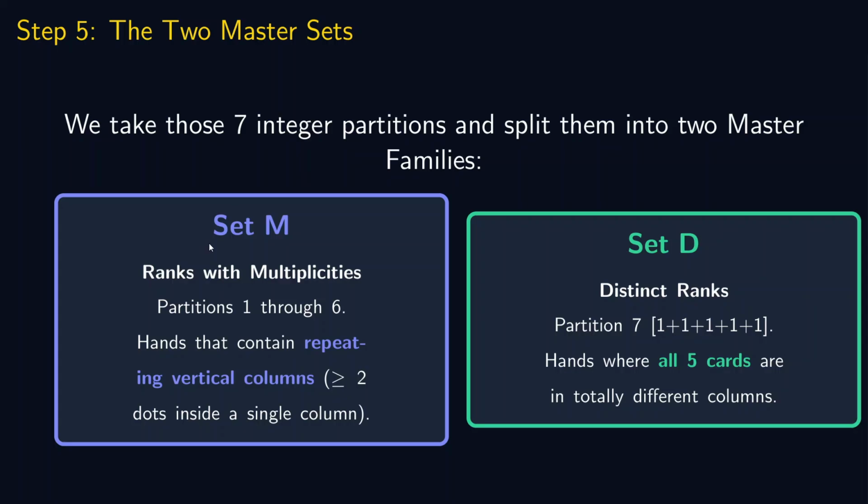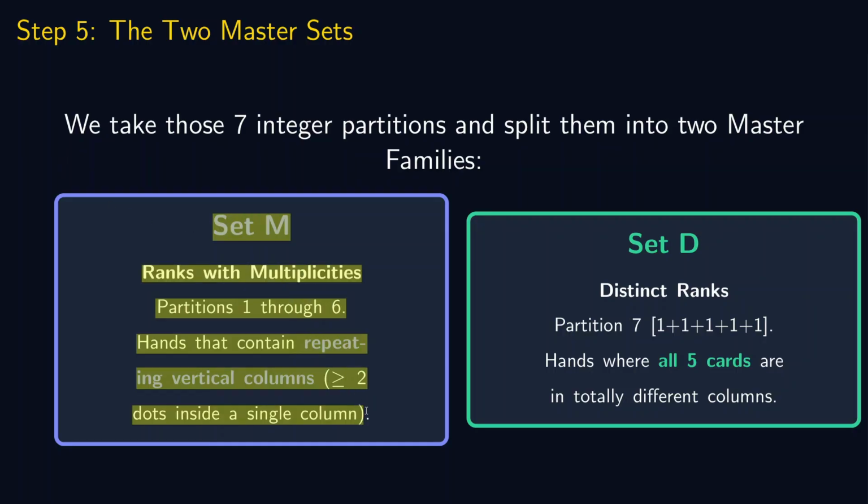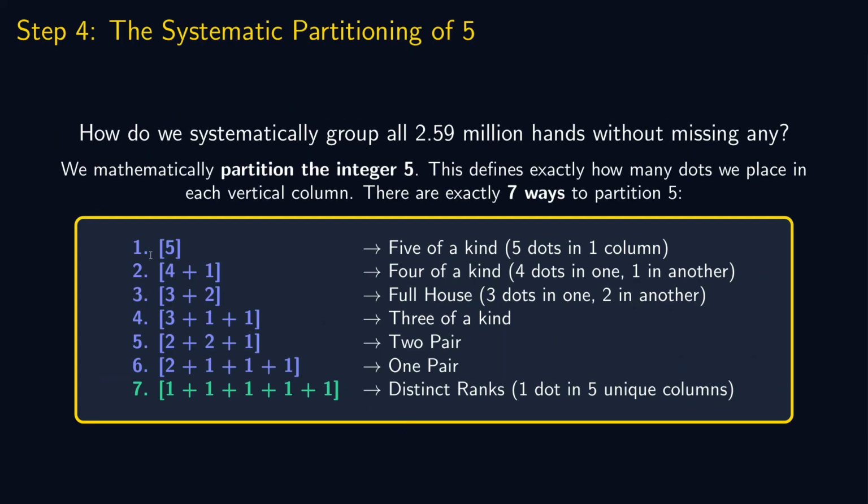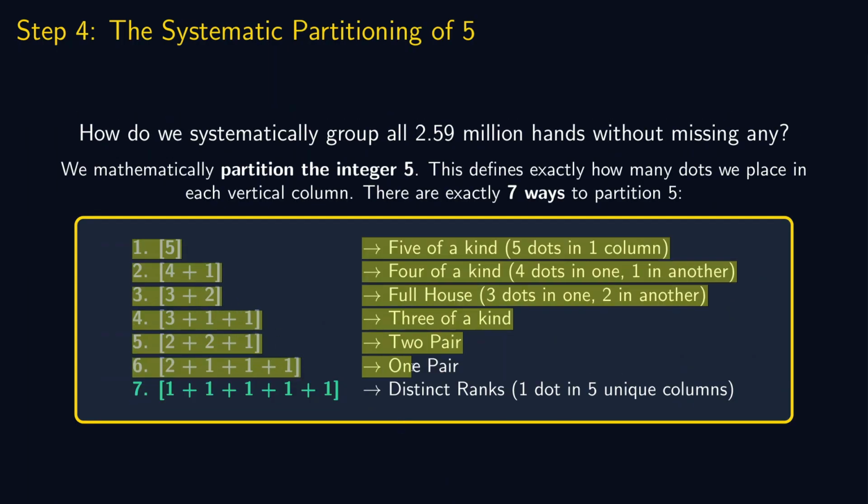And once you understand the difference between them, all of the calculations that follow will feel completely natural. The first group is called Set M. The M stands for Multiplicities. This group contains all of the integer partitions from 1 through 6. In other words, any hand where at least one rank appears more than once.